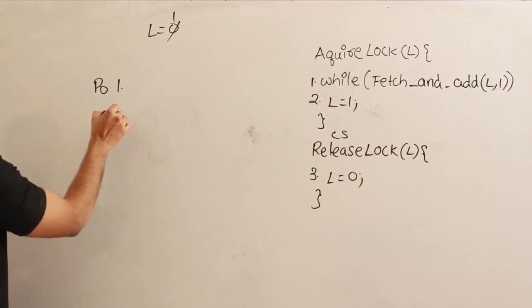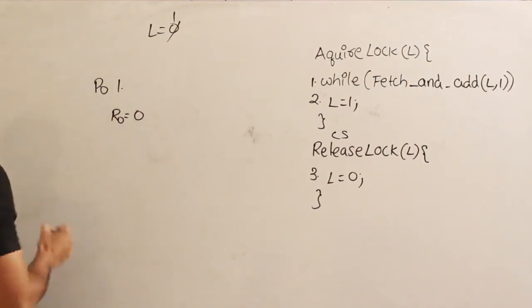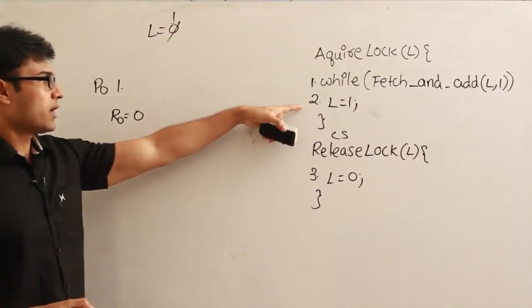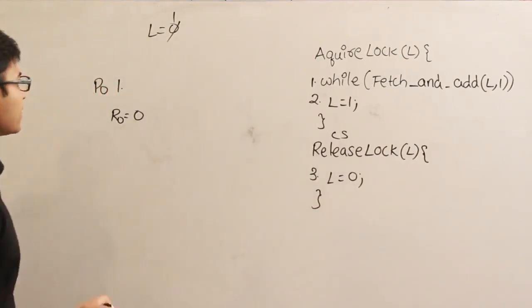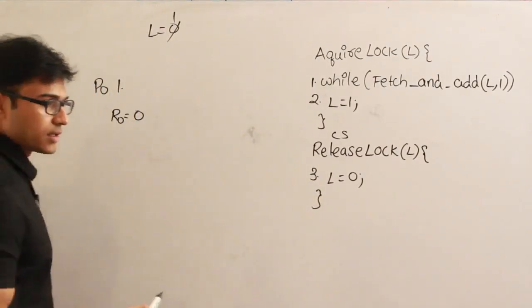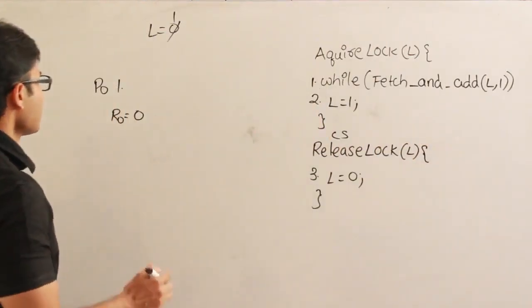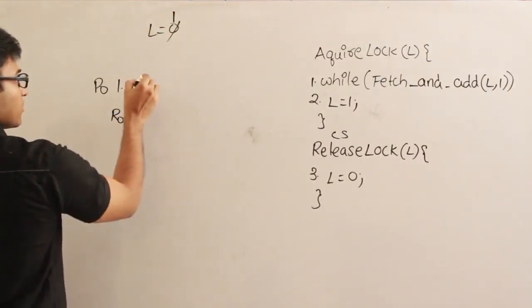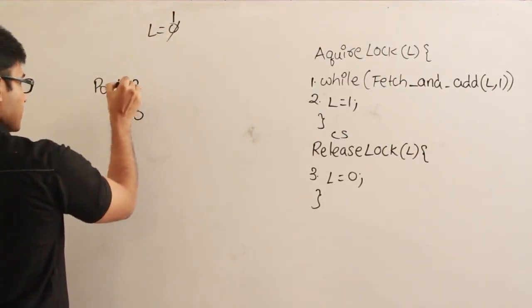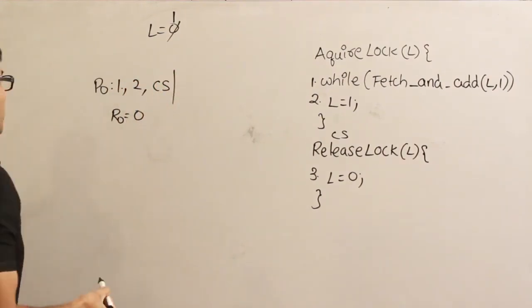Let us say the local variable is the register R0, in which it stores the value 0. It increments it by 1 and then comes out, and here it is going to make L equal to 1. Then L will be made 1 again and it enters the critical section. So after lines one and two, P0 is now in the critical section, right? And now P1.